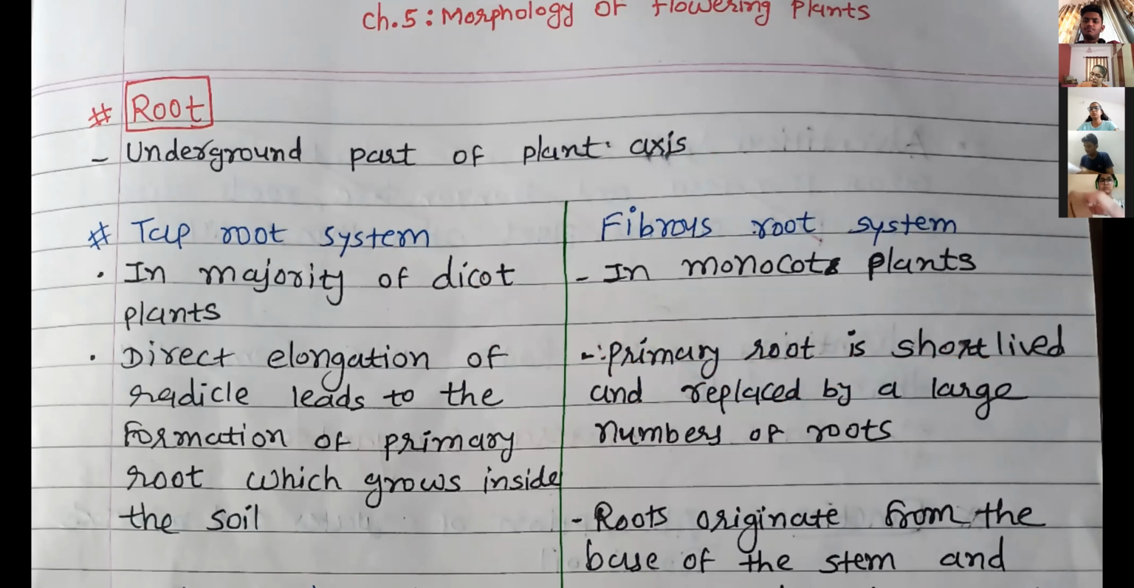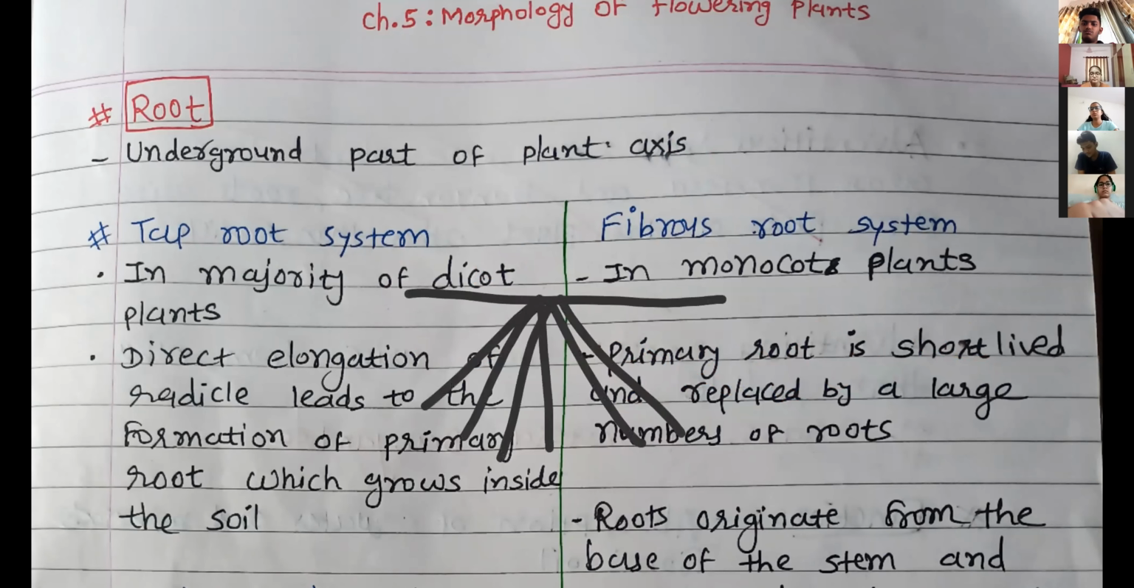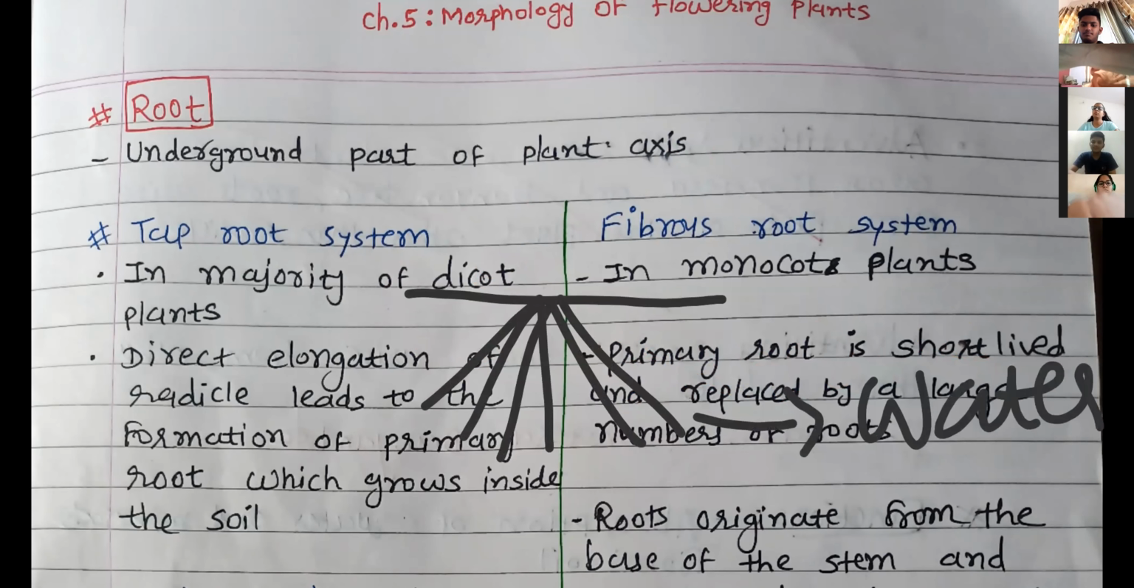Next, we are going to study the root that arises from the radicle. Generally, roots are the underground part of the plant axis, embedded in the soil. Next, the root system grows towards the water. Yes or no? The root system grows towards the water. That we call hydrotropism. You have learned tropism, movement. So the root system always grows towards the water, that we call hydrotropism.